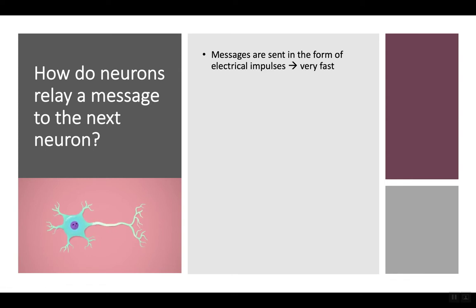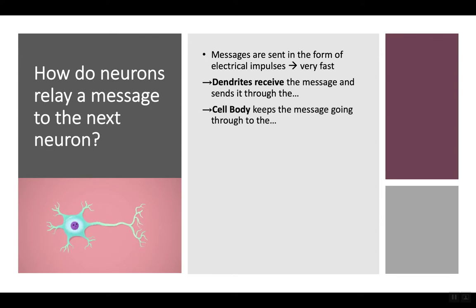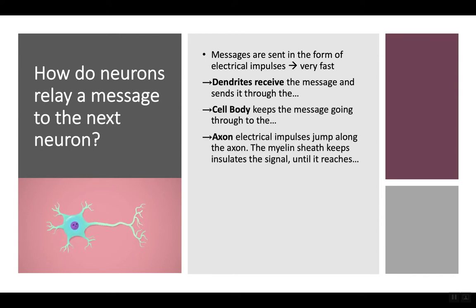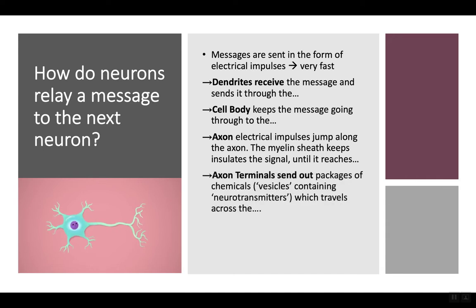They are sent as electrical impulses. It's not like a current going down a wire, but it's an electrical phenomenon, and it's very, very fast. Dendrites receive the message, which goes through the cell body to the axon. Now in really long ones, we've got a myelin sheath, which is basically like a fatty layer, which insulates it and makes it go faster. Okay, and then it reaches the axon terminals.